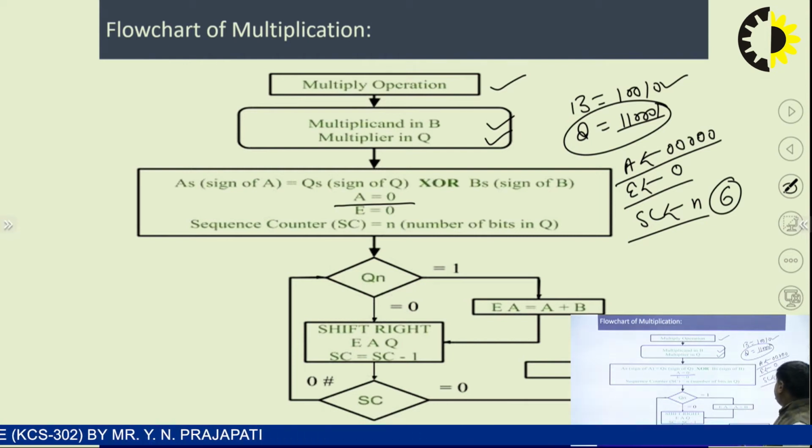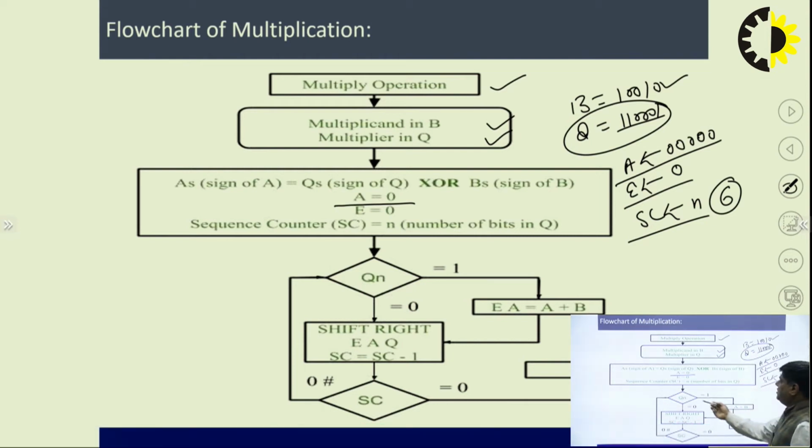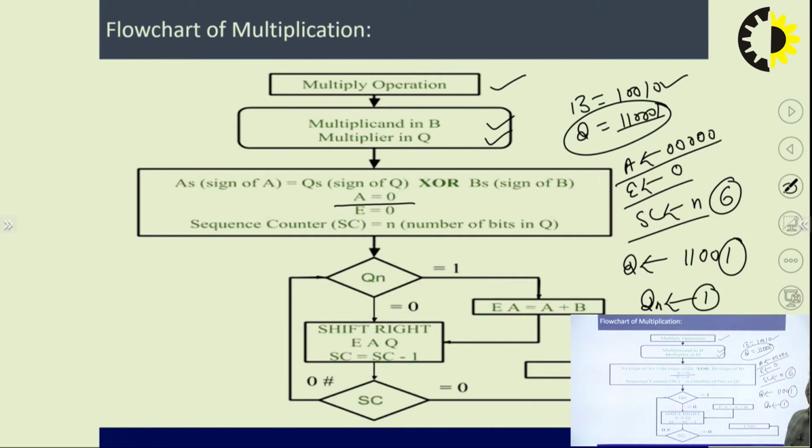Now here Qn, what is the Qn? Now Q is 1, 1, 0, 0, 1. Now this one is Q. The first bit of Q is known as Qn, which is now 1. Qn is the first bit of Q, and we check Qn. There are two conditions when we check any value. It is either 0 or it is 1.